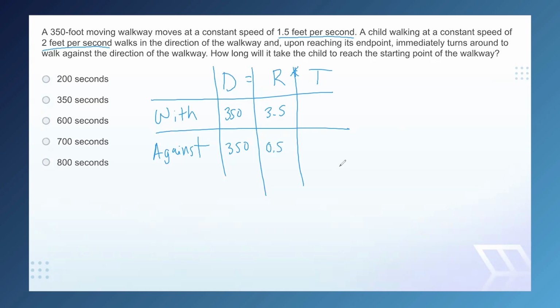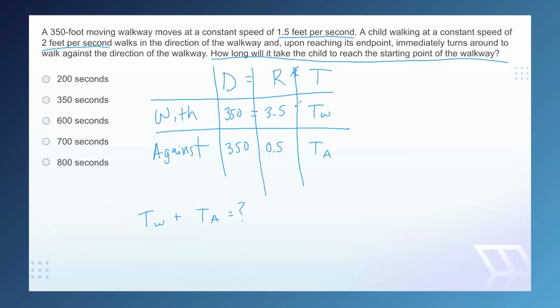Now, the times for each stage will be different, so we'll call those T sub W for with and T sub A for against. Now, importantly, looking at our question stem, we can see that we are solving for the total time, the time it takes to go with the walkway to the endpoint, and then against the walkway back to the starting point. So we are solving for T sub W plus T sub A.